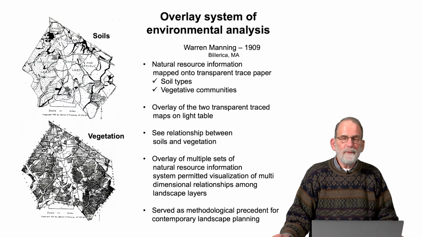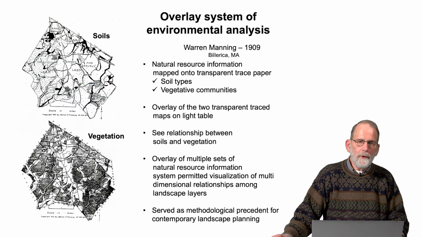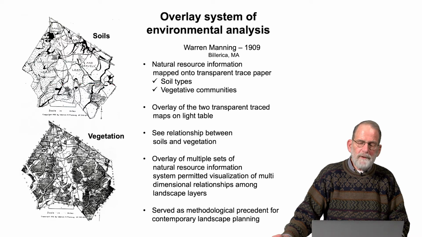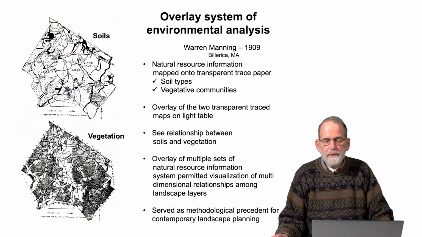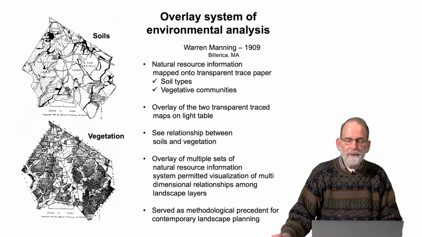pieces of landscape information, areas that are likely to flood, areas that have significant wildlife habitat, and he could begin to overlay those two maps on the soils and vegetation map to get a much richer understanding of the landscape. He could see relationships between soils, vegetation, and all of the other dimensions he was mapping.